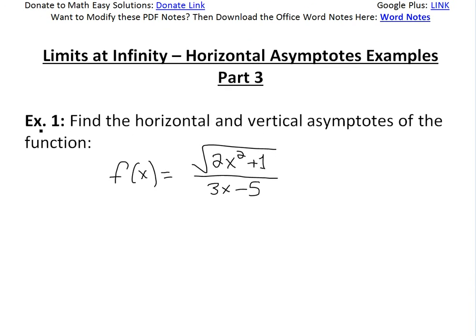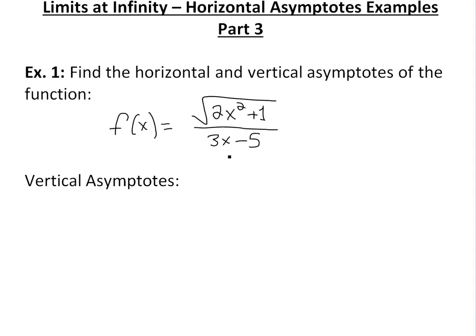I'm just going to go over one example here, but this states find the horizontal and vertical asymptotes of the function, this one here, f of x equals square root 2x squared plus 1 all divided by 3x minus 5. Now the first step I'm going to go over vertical asymptotes. A vertical asymptote is when the function goes to infinity near a certain value. It never reaches it, but it's going to it. And this is basically when you have a number divided by a 0.